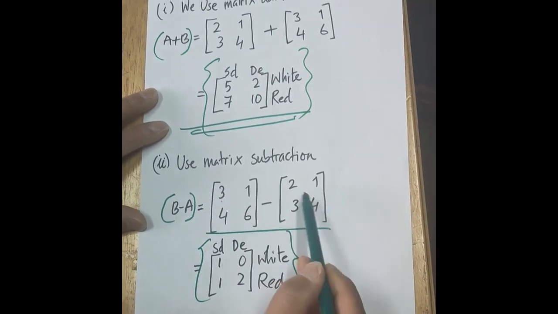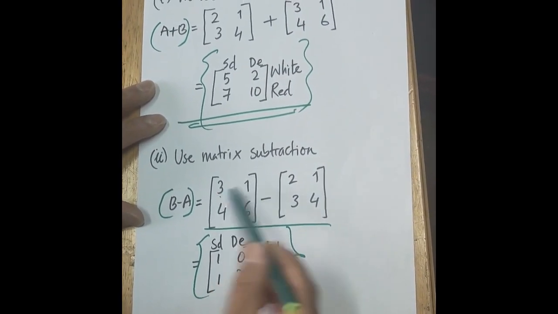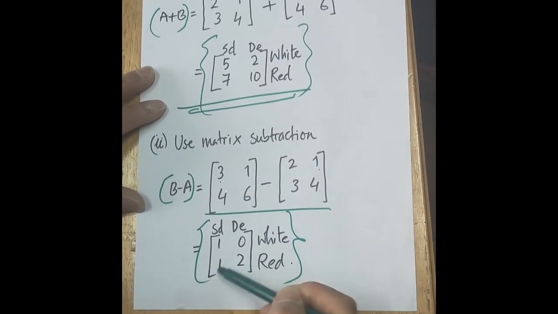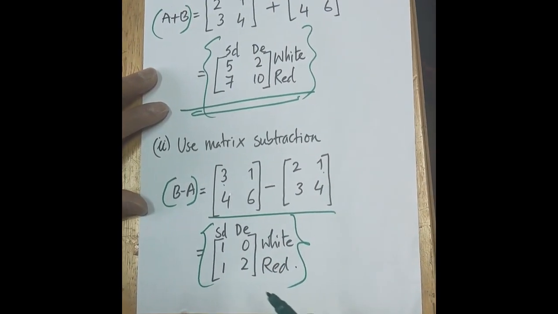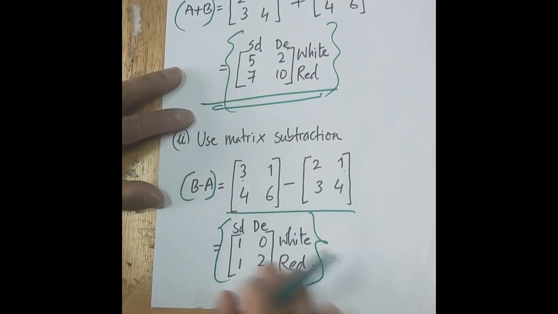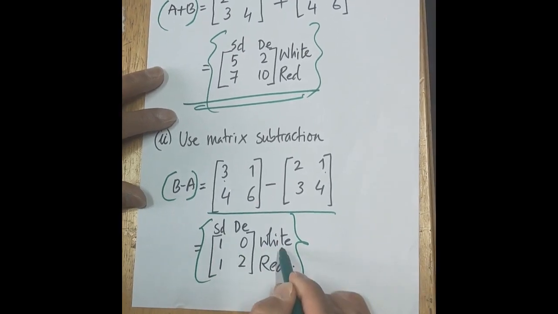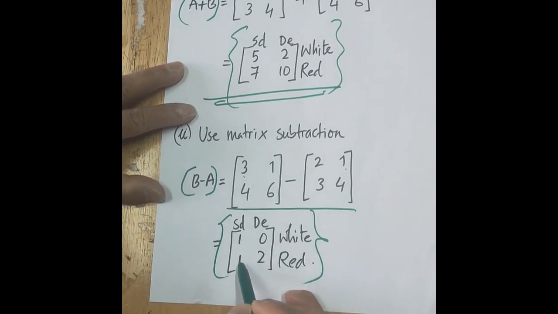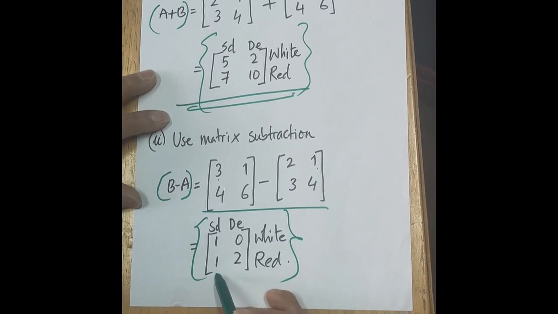So matrix B minus A, matrix B is given here, A is given here. If you subtract, 3 minus 2 is 1, 1 minus 1 is 0, 4 minus 3 is 1, 6 minus 4 is 2. Therefore, you can say that the total increase in sales from January to February for the standard car is 1 in the form of red color and in the form of white color it is 1.